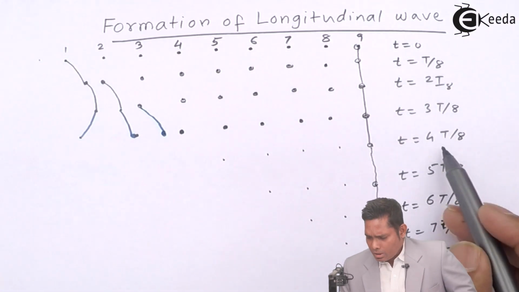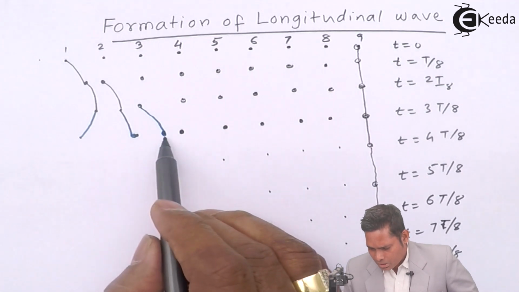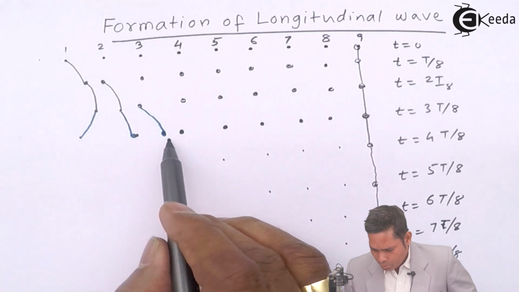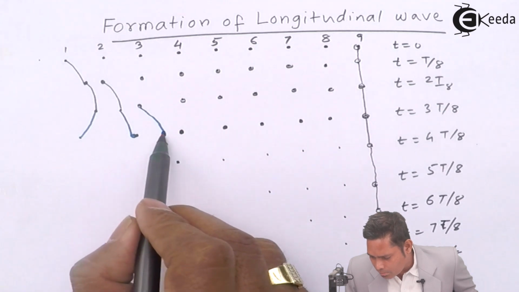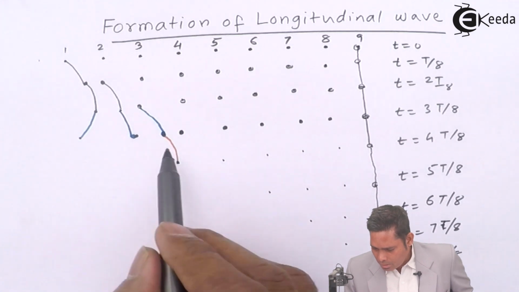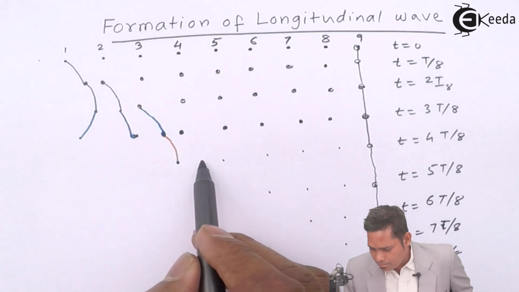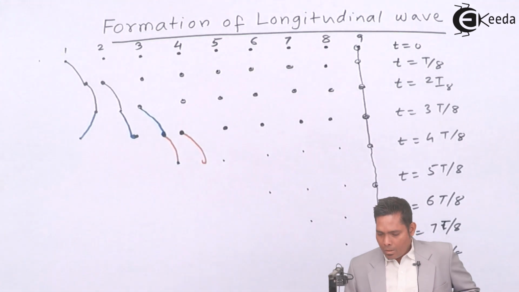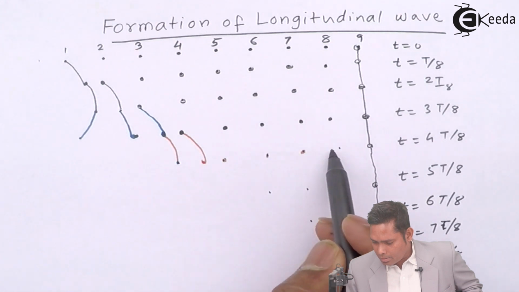Now in the next t by 8 time, this particle will go to its extreme, and its extreme is here, somewhere here. So this will move to the extreme. I will use another color so that you can distinguish. This will move to its extreme, and this particle will now be at half the amplitude, so it will be somewhere here. This will be somewhere here, and this particle is about to receive the oscillation, and the remaining particles will be as usual undisturbed.